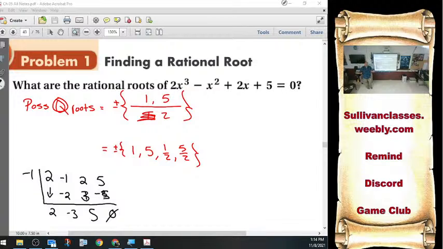Now, here's a bonus though. I just took a cubic. I divided it by a linear factor. I got a what? If I took a cubic and divided it by a linear, what is left? Quadratic. I know how to deal with quadratics. That's 2x squared minus 3x plus 5. Is this factorable?